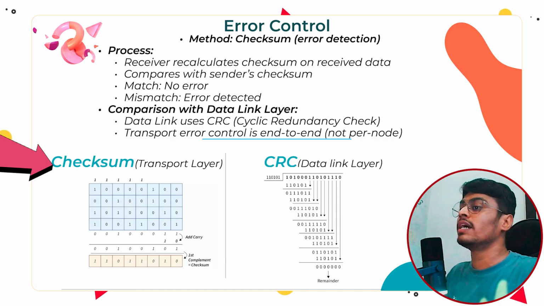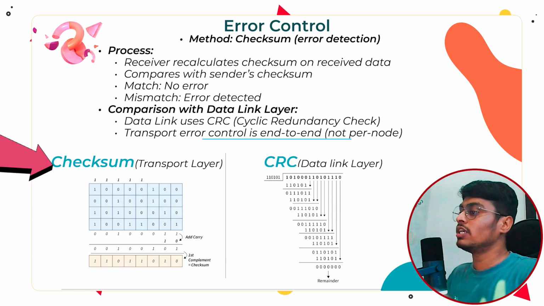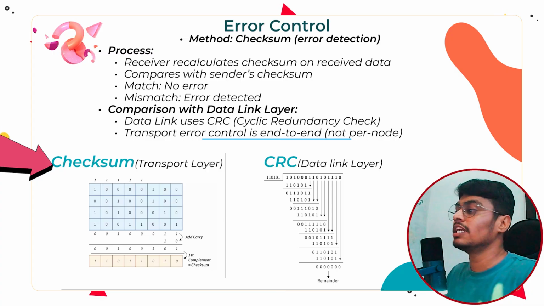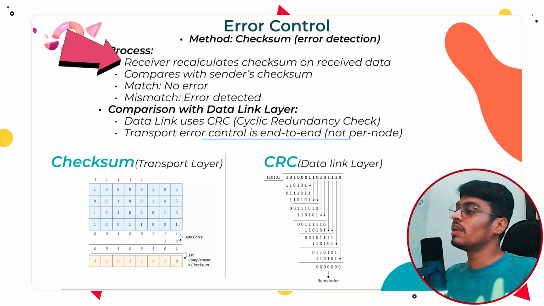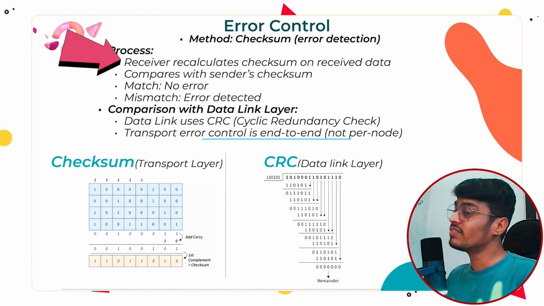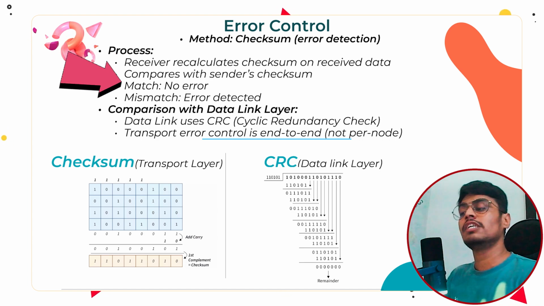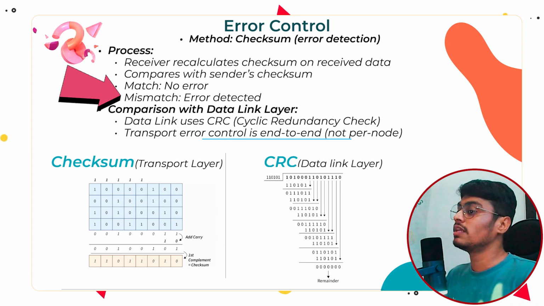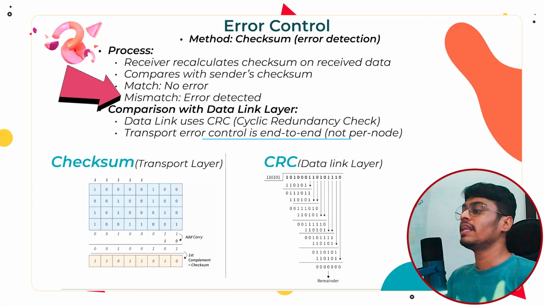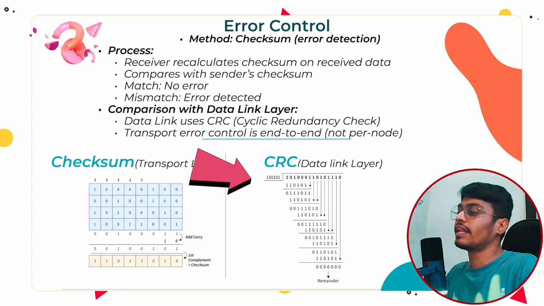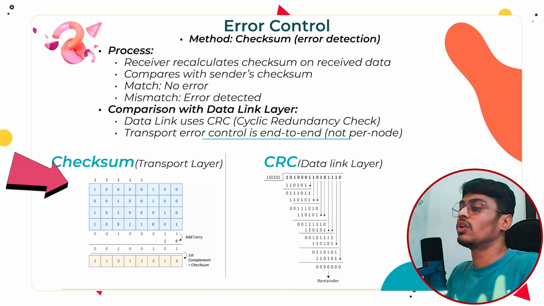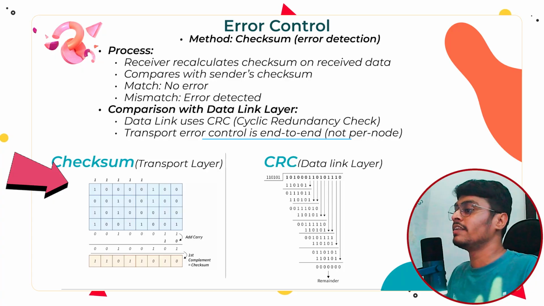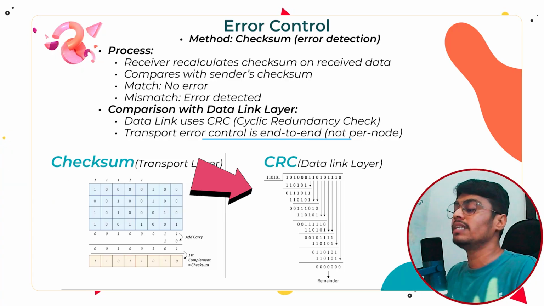This error control is done end to end. When this message is sent to B1, using the checksum at its own end, B1 will try to match the checksum sent by the user machine. B1 will calculate the checksum of that data again. If that checksum matches, that means there is no error. If that checksum doesn't match, then there is an error. But in the data link layer, every node tries to detect errors, so that's why here we control errors using the checksum method, and in the data link layer we control errors by the CRC method.